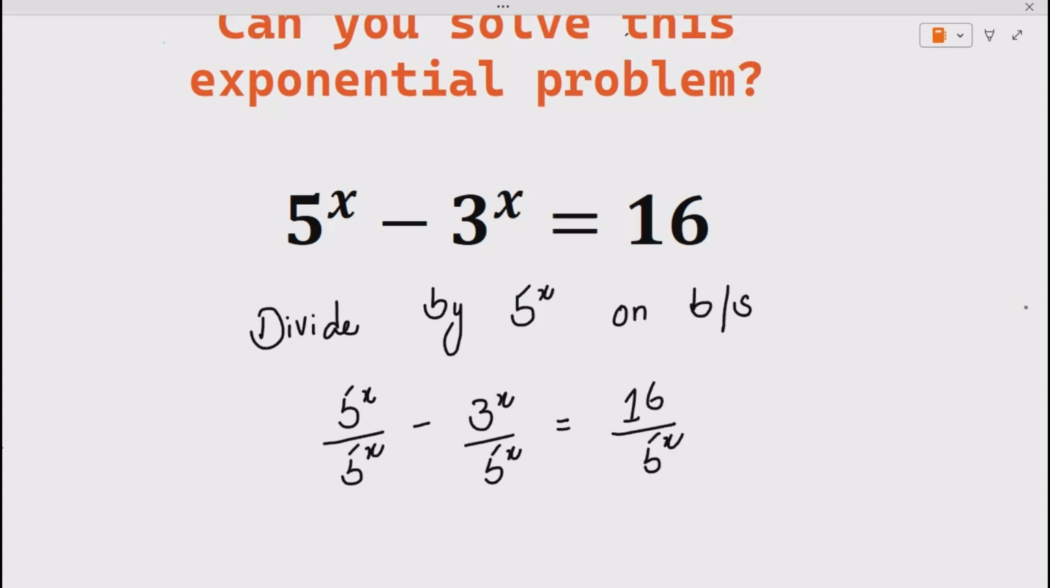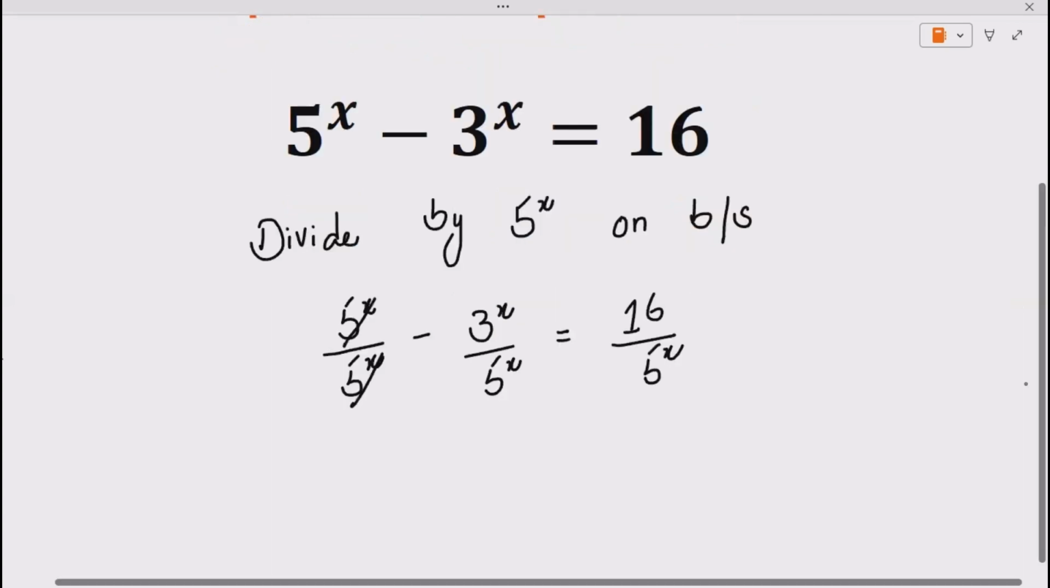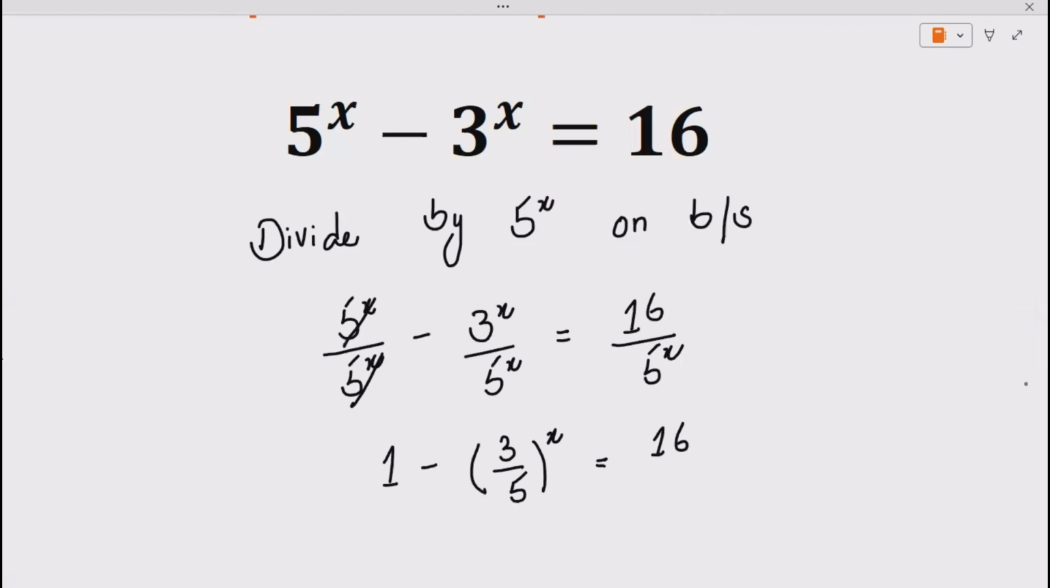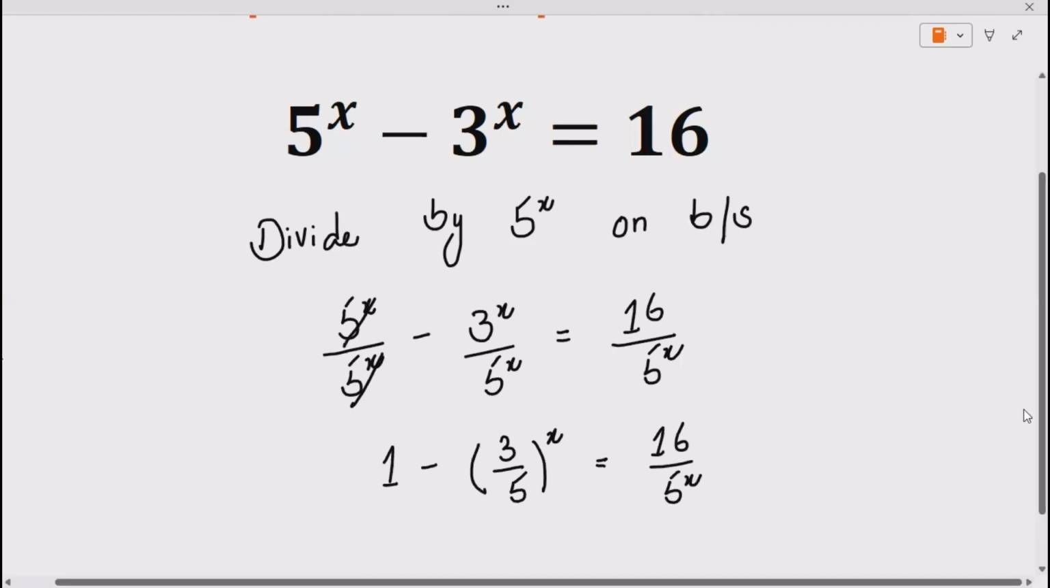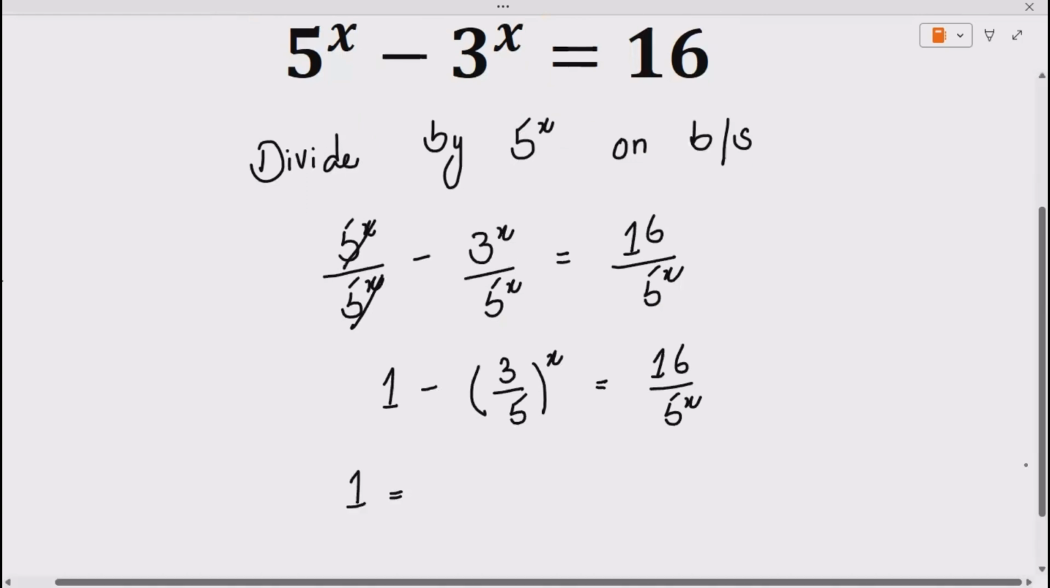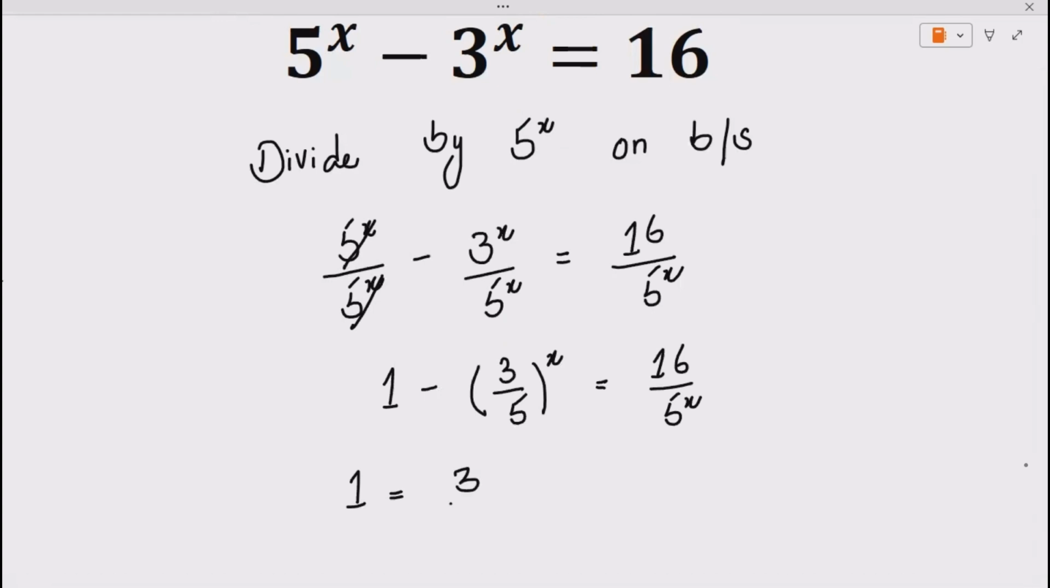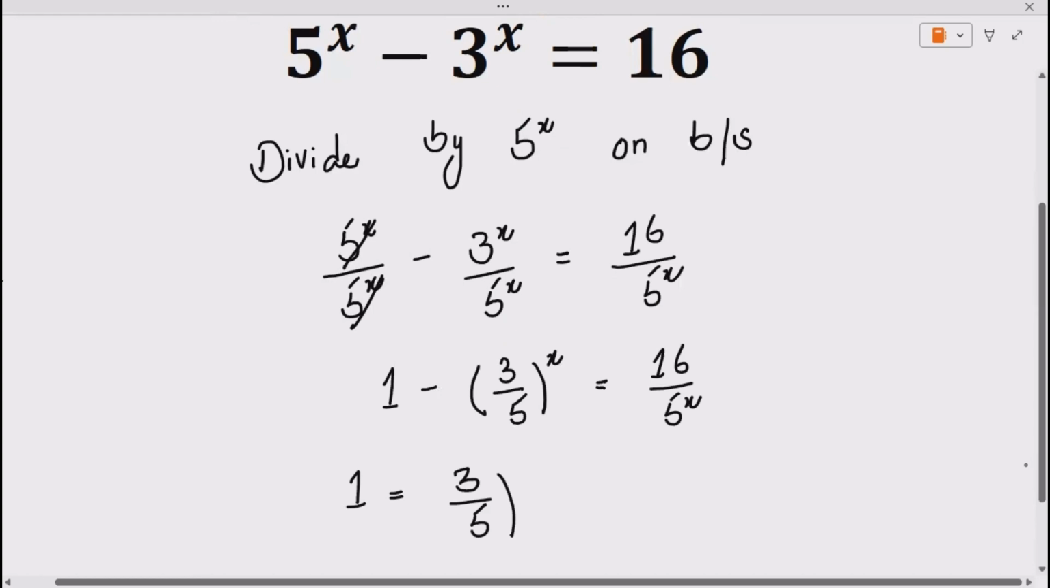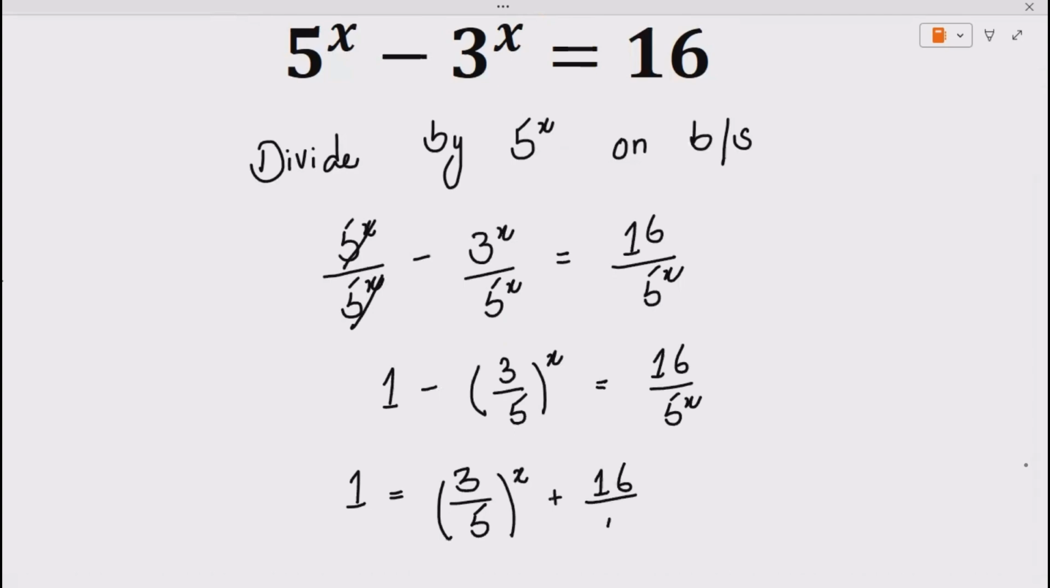Now this 5 raised to the power x and 5 raised to the power x cancel out. We actually got only 1 minus, and here 3 upon 5 may come in the bracket and this x becomes the power of the whole, equals 16 upon 5 to the power x. Now 1 remains as it is on the left hand side. This (3 upon 5) to the power x comes on the right hand side. It becomes (3 upon 5) raised to the power x plus 16 over 5 raised to the power x.